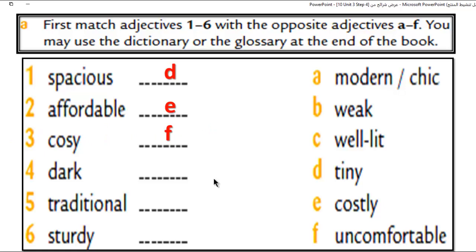Number 4, dark. What is the opposite of dark? Excellent. The opposite of dark is number C, well lit. Number 5, traditional. What is the opposite of traditional? Excellent. The opposite of traditional is number A, modern or chic. The last one, sturdy. The opposite of sturdy is number B, weak. Excellent.